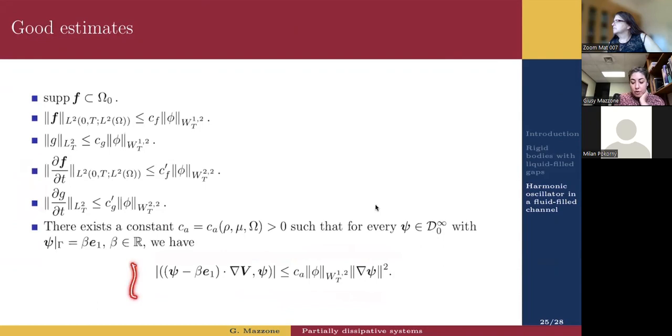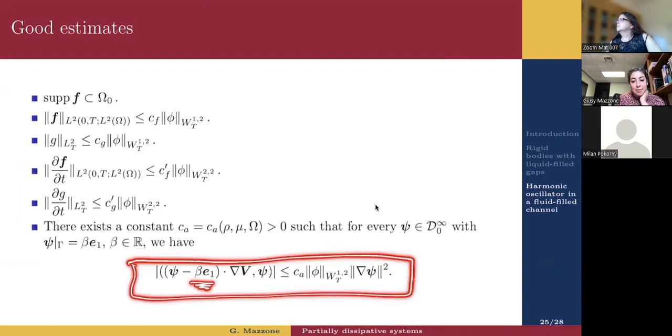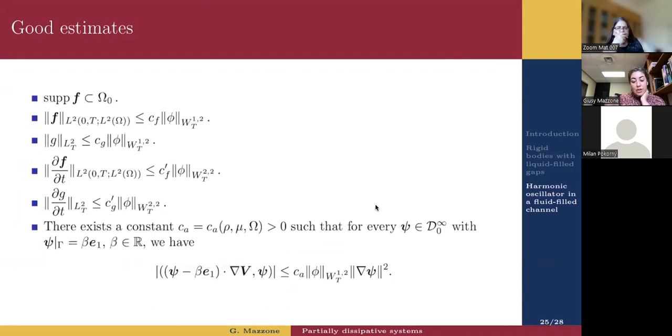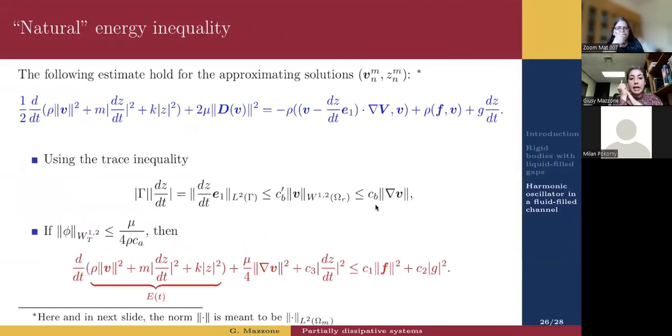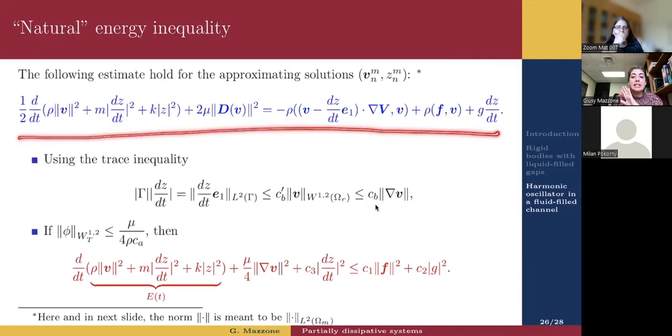Please keep in mind that what is important is also this beta one. It is exactly the trace of psi on the mass of the mass spring oscillator. So these are the good estimates. Then, as usual, we try to do the energy estimate. The standard energy estimate will give you a balance of this form. This is at the level of Galerkin, so everything is at the level of Galerkin. I'm just dropping the M and N.